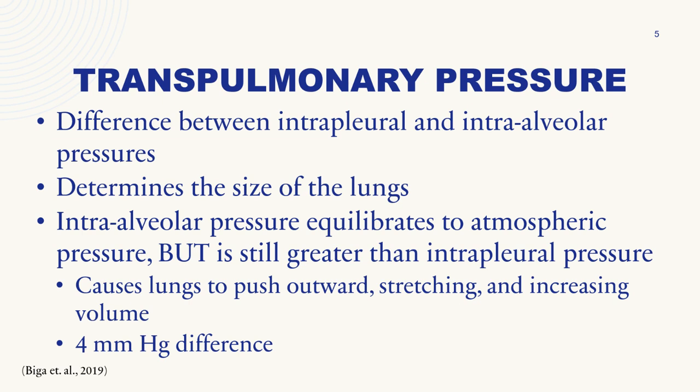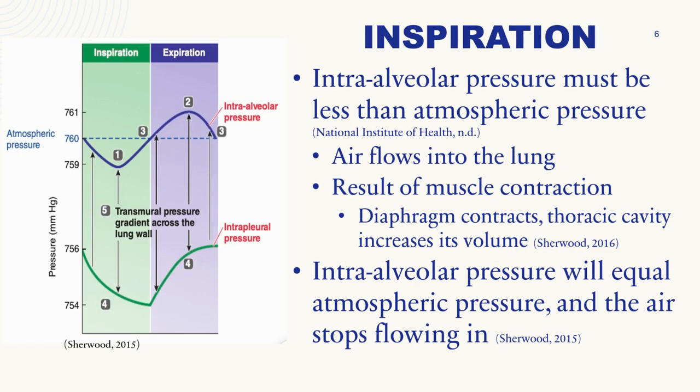The intraalveolar pressure rests at about 760 millimeters of mercury, while the intrapleural pressure is about 756 millimeters of mercury. So this 4 millimeter of mercury difference is the transpulmonary pressure gradient, and it doesn't really shift from this. So it's going to push the lungs out, filling the thoracic cavity, and we don't tend to see this transpulmonary pressure gradient change all that much during ventilation.